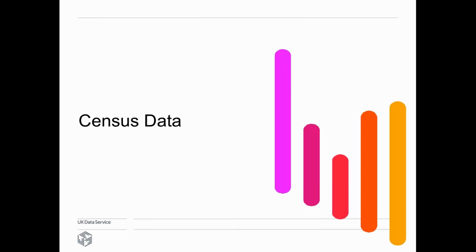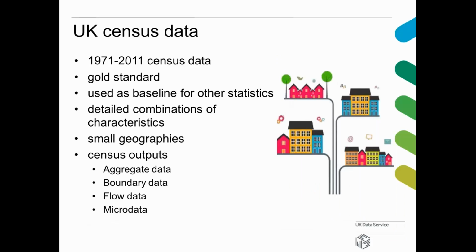So let's move on to census data now. There are a number of different types of census data which we'll discuss in a second. But basically the census has a very long history, and it goes back to 1801, and it takes place every 10 years. And we provide access to and user support for the last 5 of these.